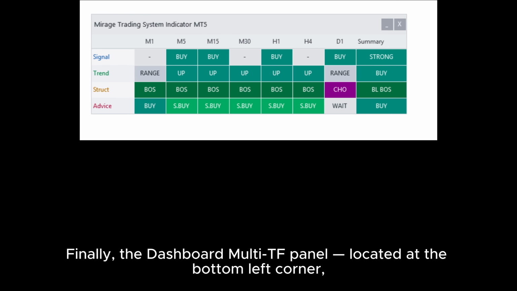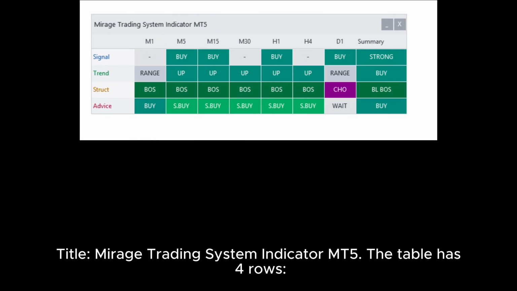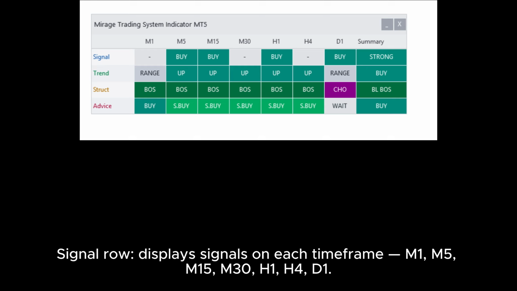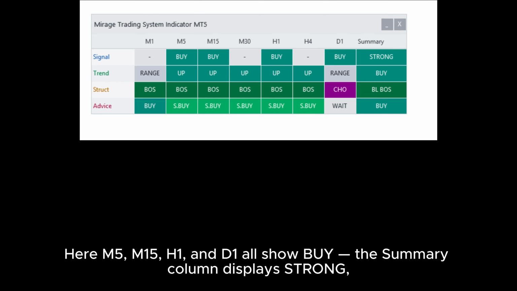Finally, the dashboard multi-TF panel located at the bottom left corner, right above the risk calculator. Title, Mirage Trading System Indicator MT5. The table has 4 rows. Signal row displays signals on each timeframe: M1, M5, M15, M30, H1, H4, D1. Green cells show buy, empty cells mean no signal. Here M5, M15, H1, and D1 all show buy.